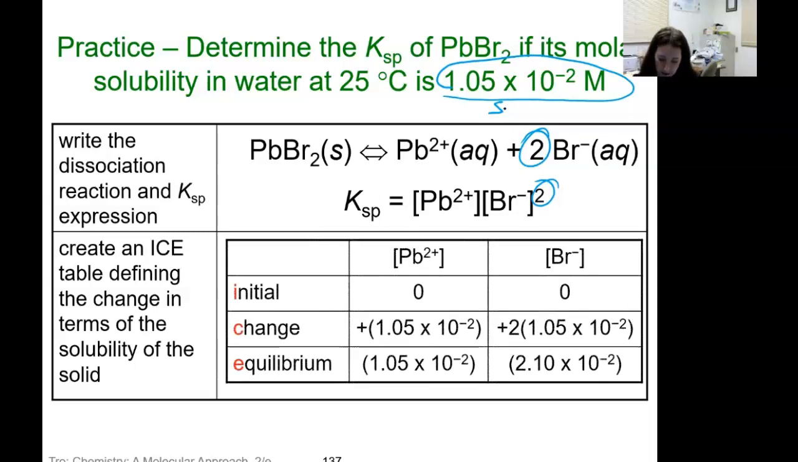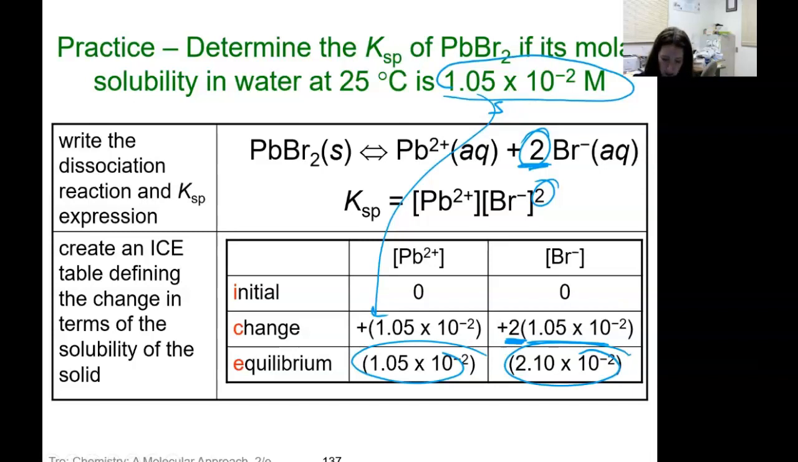So this has gone up again. Don't forget this 2 here, right? Because of this 2 here, it goes up by 2 times this amount. So here's our new equilibrium.